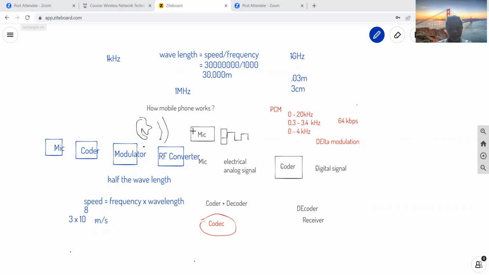This is common to any wireless communication system. After the RF converter, you have the antenna. Then there are different antenna types, and we can study those also. Up to the coder we discussed. Today you have to see the modulator, then the antenna, those areas. Right? Any question from here?